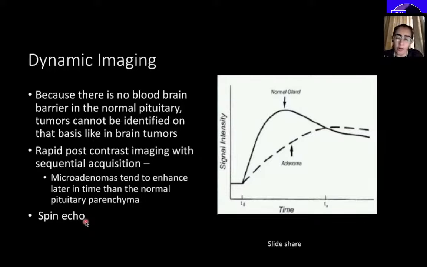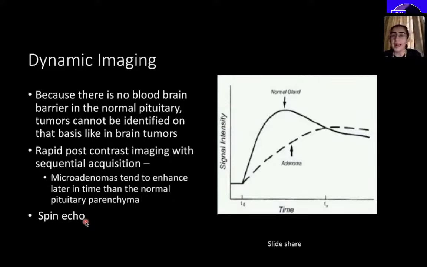We don't need to do this dynamic sequence for any other lesions. Only if we are suspecting a pituitary mass and the scan looks relatively normal and we want to rule out a microadenoma, which will not be seen on other sequences, then we do this spin echo sequence.